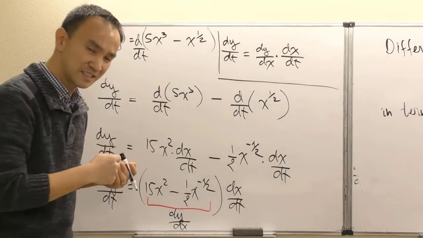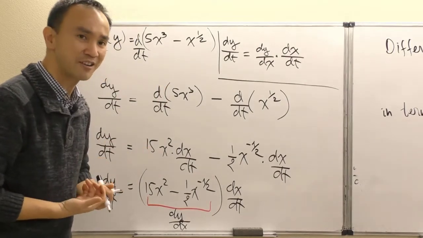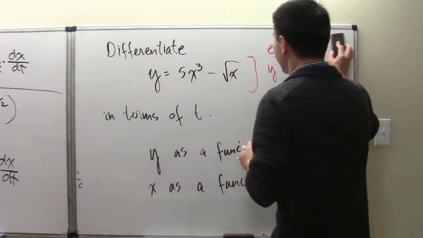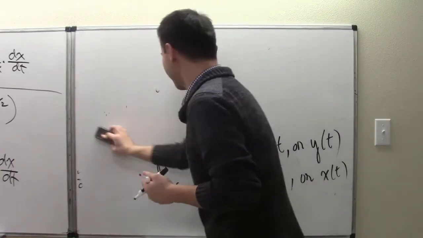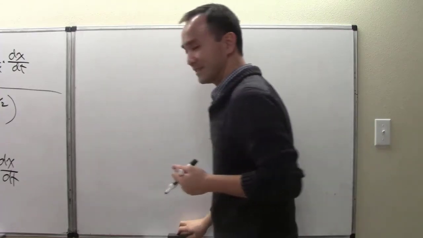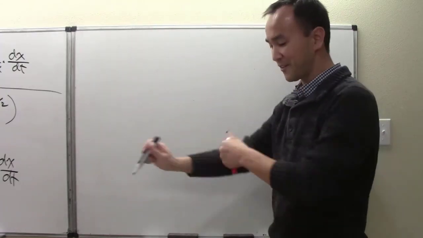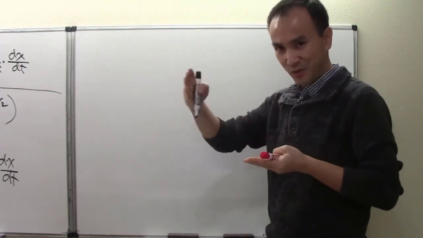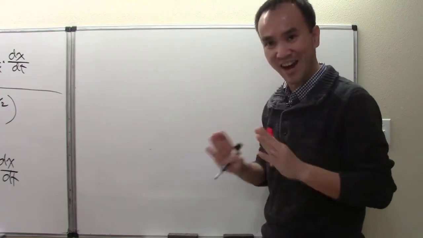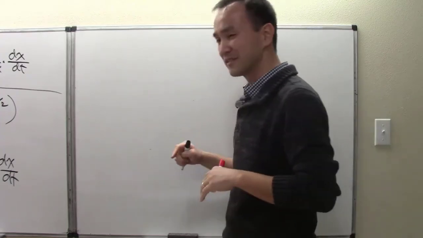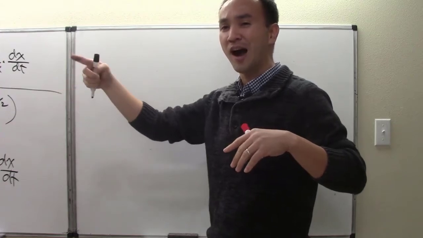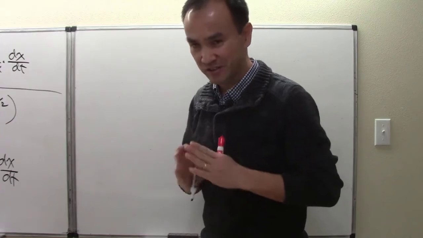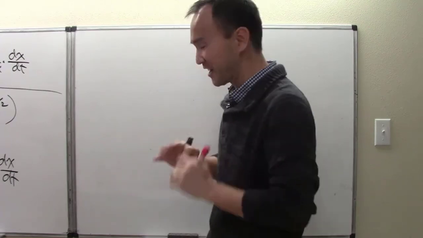I'm going to get back to my other boards, erase the board, and bring up a generality right here. All right, so right from the beginning of this problem, there was a generality behind the scene that now it's time to bring out. Right from the beginning of this problem, that equation y equals 5x cubed minus the square root of x, we understand generally as the following.